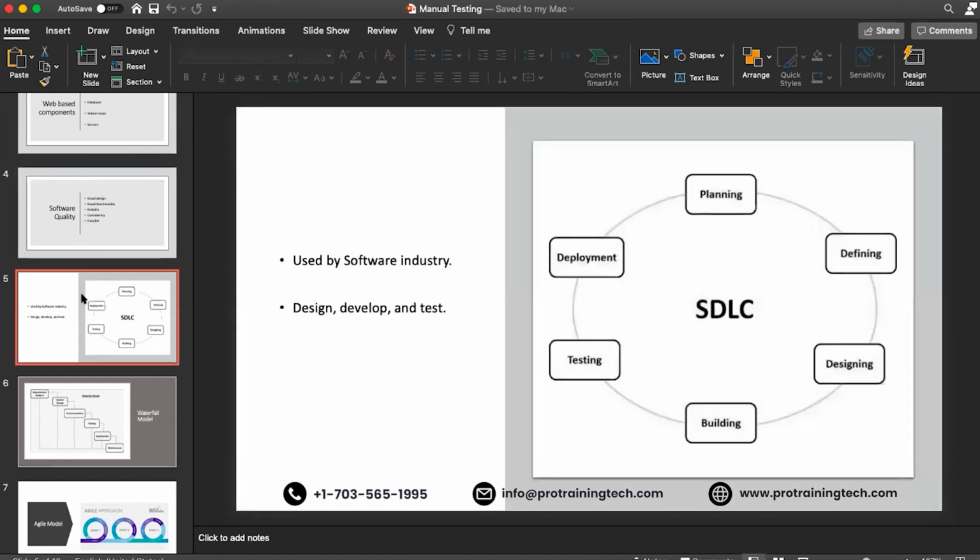And then next, I'd like to speak about the software development lifecycle, which is abbreviated as SDLC. It is a process used by the software industry to guide us to design, develop, and test high-quality software. It basically meets and or exceeds the customer's expectations. It's also known as the software development process.